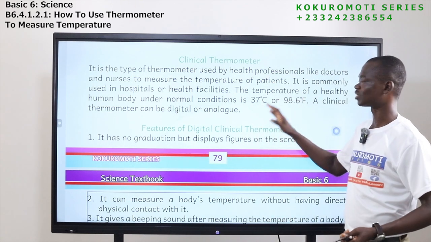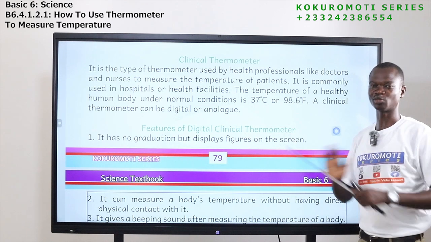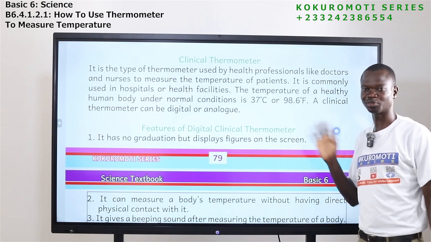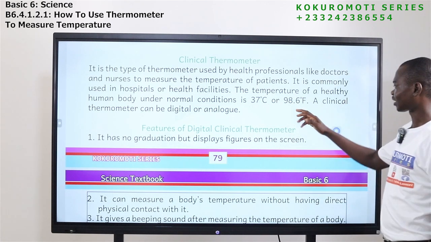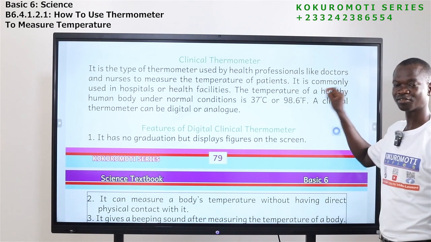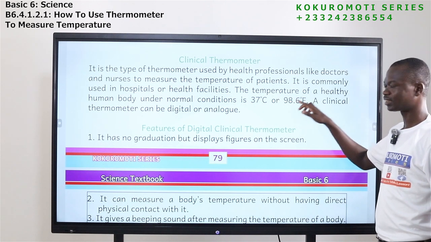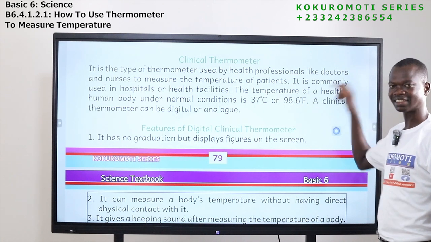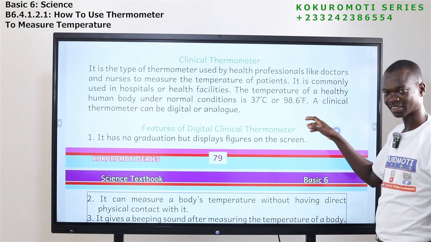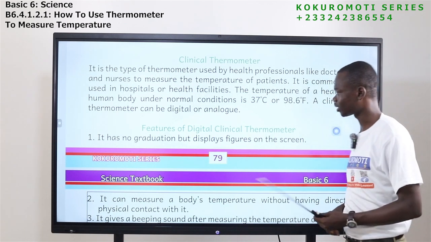So if your temperature is 37 degrees Celsius, it means you are fit. You don't have any issue with temperature. If it is not degrees Celsius and you are using the Fahrenheit scale, here it is 98.6. A healthy person on the Fahrenheit scale has 98.6.